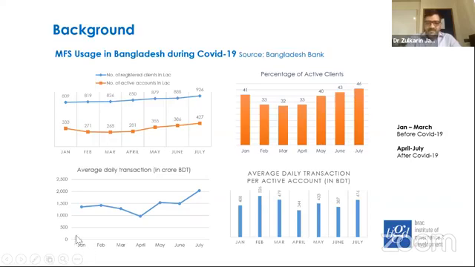And if you look at the average daily transaction, we see a similar upward trend, with the daily transaction volume surpassing 2,000 crore BDT by July, starting from April. But looking at average daily transactions per active account user, it was 344 in April and increased to 476 in July, which says that the individual transaction pattern has also changed in the COVID context.